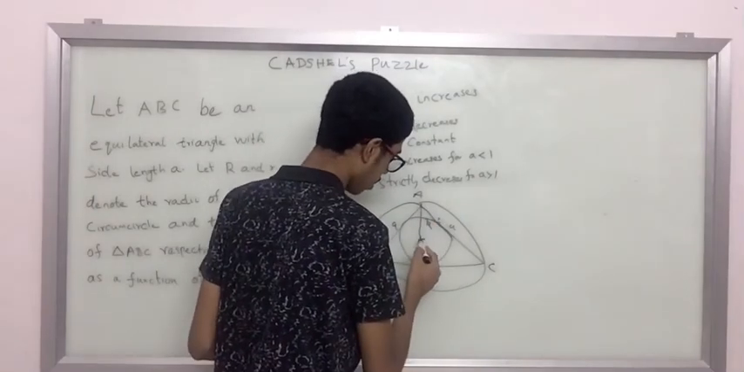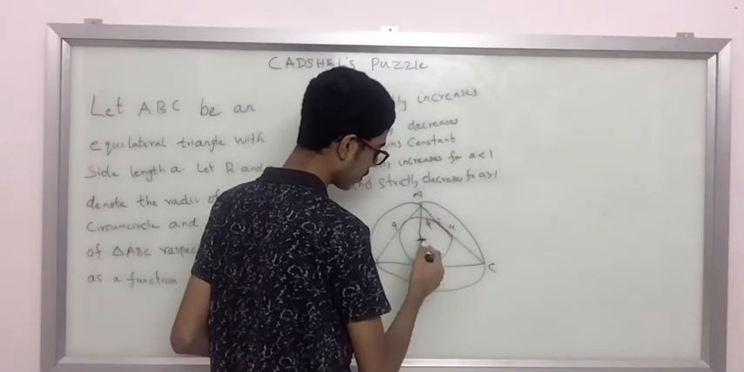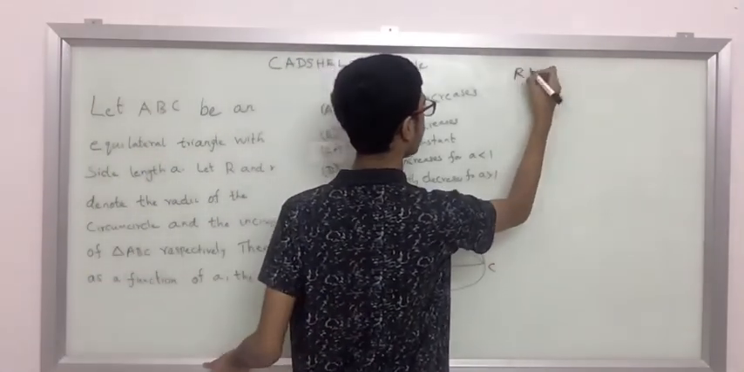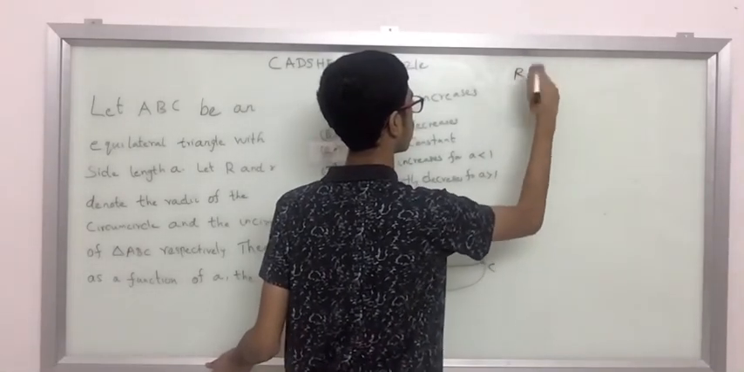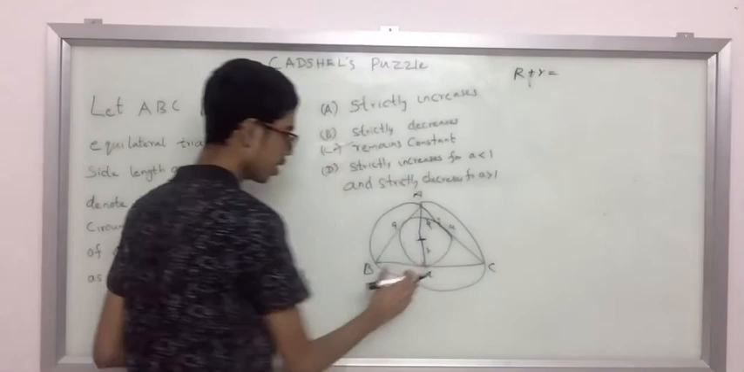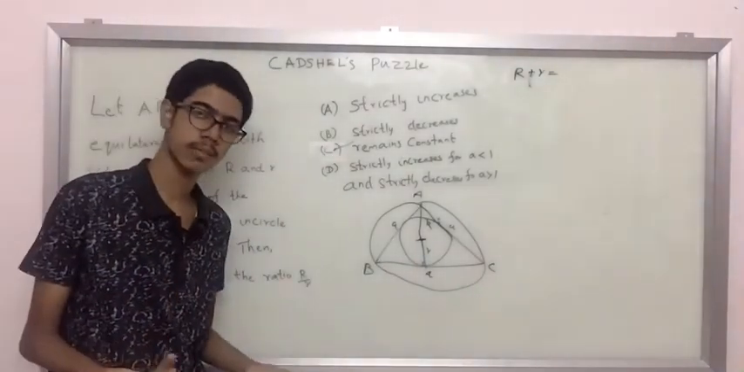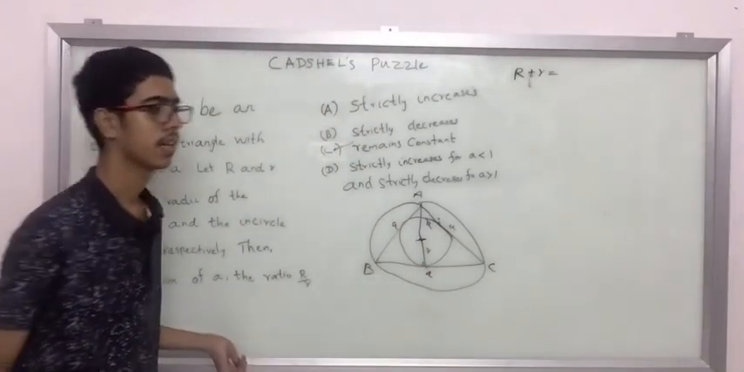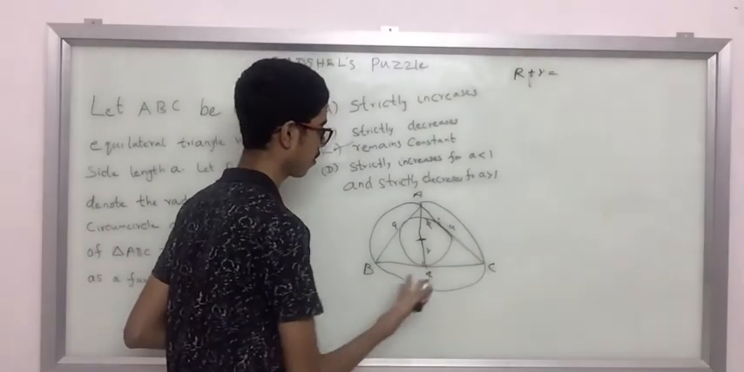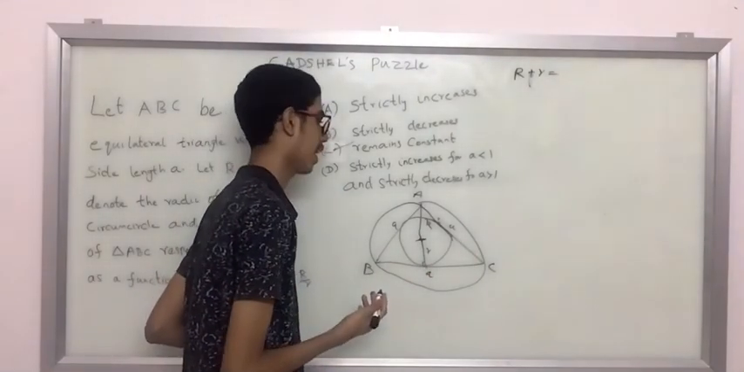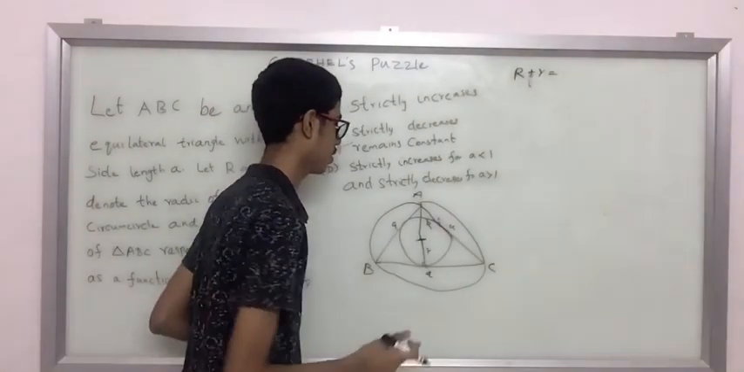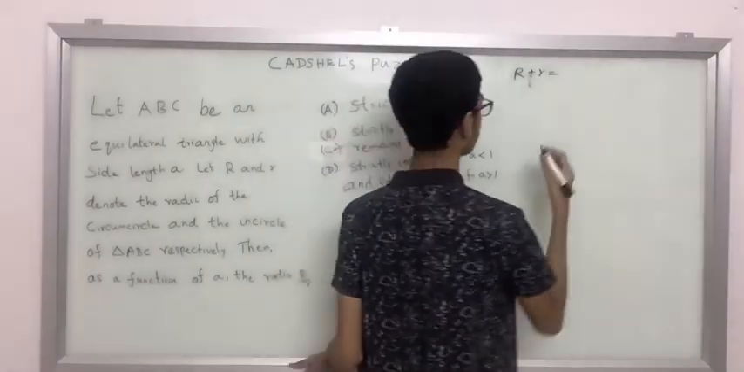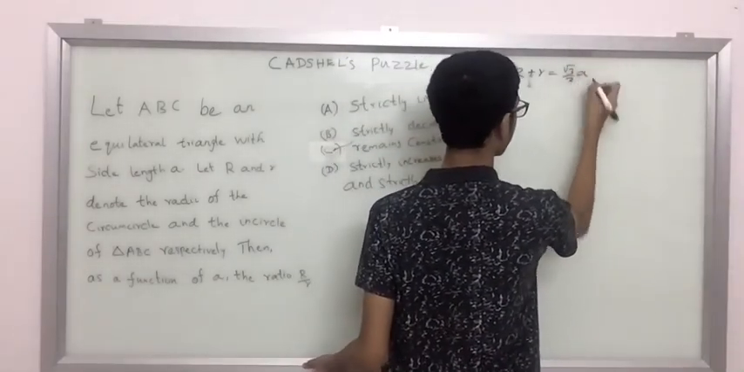This length is capital R. From here to here is capital R, from here to here is small r. And I know that R plus r is equal to the altitude, but in an equilateral triangle altitude and median are the same, so I can consider that as the median. So what is the median of an equilateral triangle? You can use trigonometry, it's not a problem. I think the answer will be root 3 by 2 a, opposite by adjacent. Yes, root 3 by 2 a. So R plus r is equal to root 3 by 2 a.